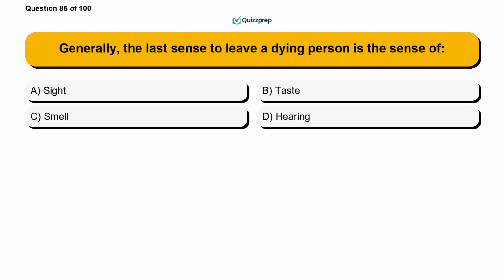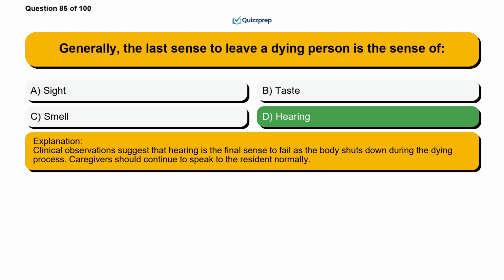Question 85. Generally, the last sense to leave a dying person is the sense of: Option A, sight. Option B, taste. Option C, smell. Option D, hearing. The correct answer is option D, hearing. Clinical observations suggest that hearing is the final sense to fail as the body shuts down during the dying process. Caregivers should continue to speak to the resident normally.